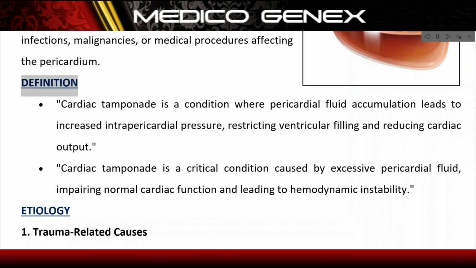Definition. Cardiac tamponade is a condition where pericardial fluid accumulation leads to increased intrapericardial pressure, restricting ventricular filling and reducing cardiac output. Cardiac tamponade is a critical condition caused by excessive pericardial fluid, impairing normal cardiac function and leading to hemodynamic instability.